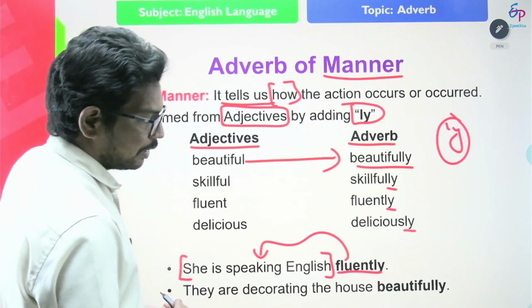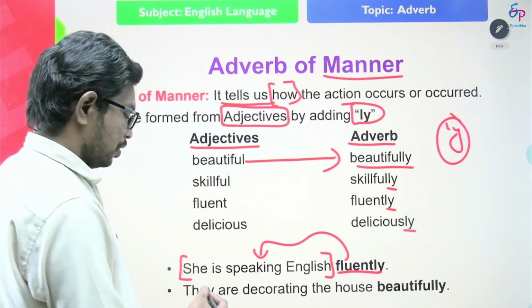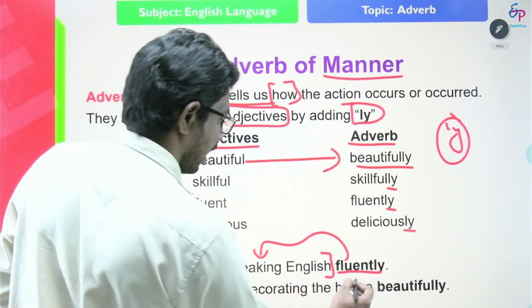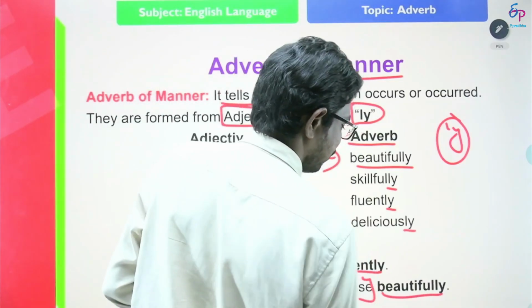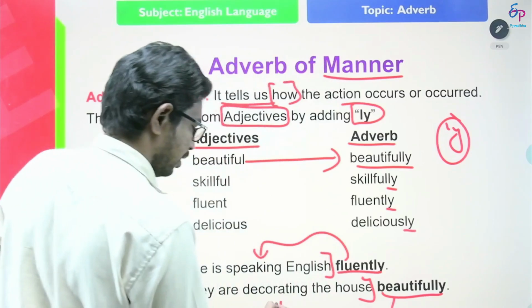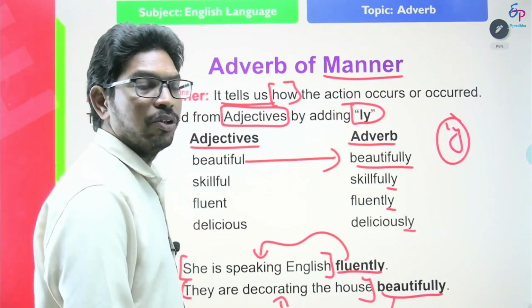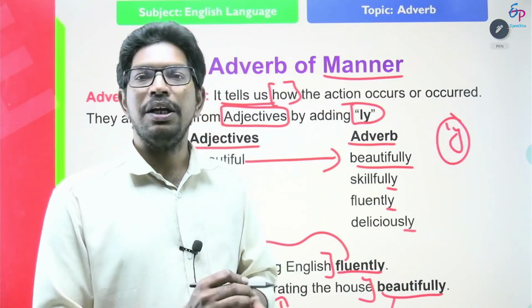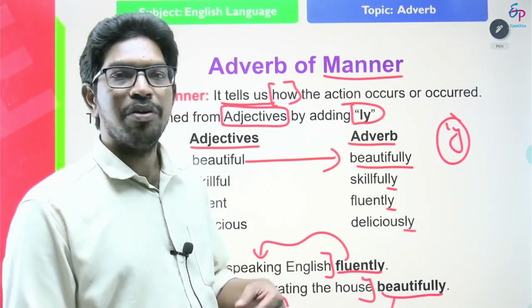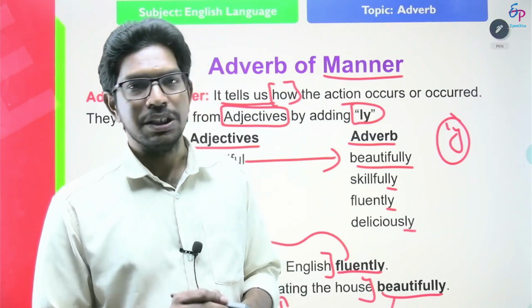So look at another example. They are decorating the house beautifully. They are decorating. This is the action going on. How are they decorating? They are decorating the house beautifully. The word beautifully is modifying the verb decorating. So it is showing how they are doing the action. Now you clearly understood how adverb of manner functions in a sentence.